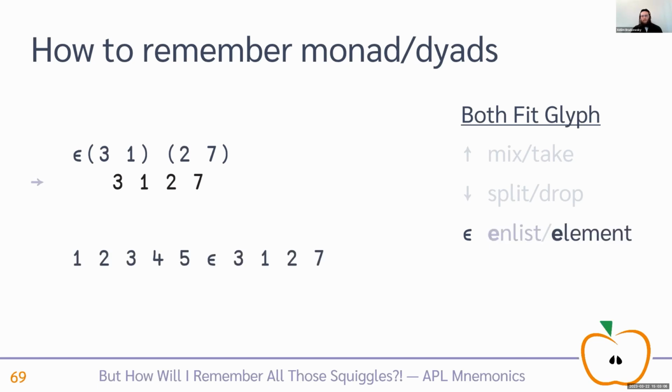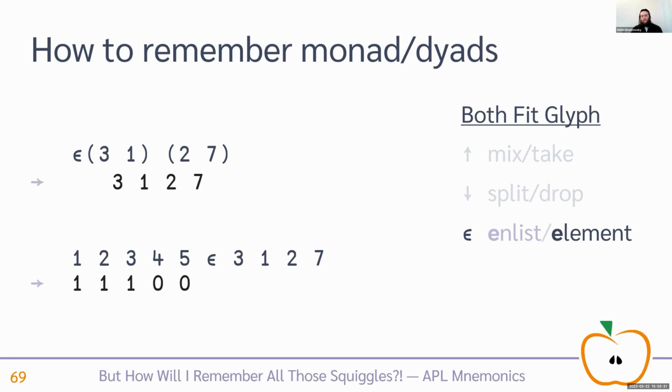And what about element? E for element, or element of. We have a set of things on the left and a set of things on the right. We're asking which ones on the left are elements of the collection on the right. And then we get a Boolean result back that says that, yes, there's a 1, there's a 2, there's a 3, but there's no 4 and there's no 5.